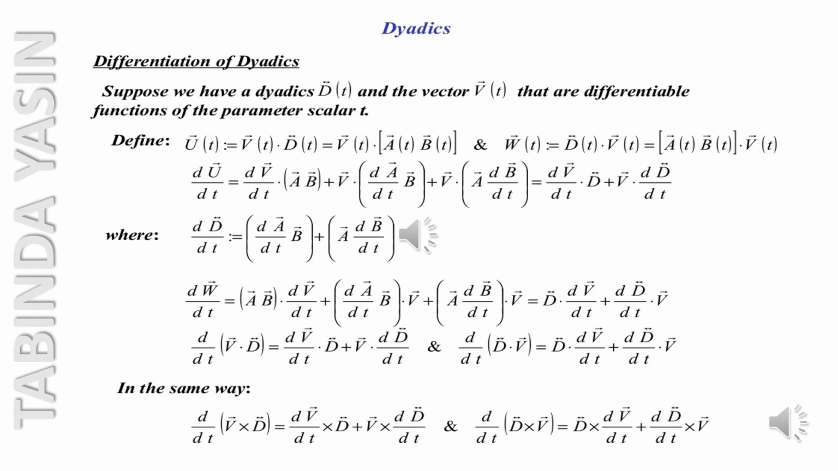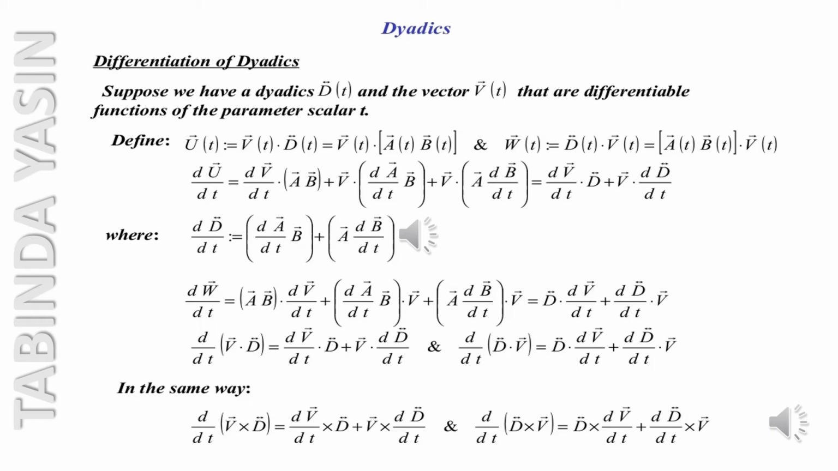So dW/dt is equal to (A B) dot dV/dt plus (dA/dt) B dot V plus A (dB/dt) dot V plus D dot dV/dt plus dD/dt dot V. The product rule is applied and the answer is given.